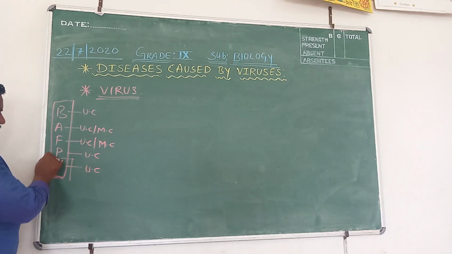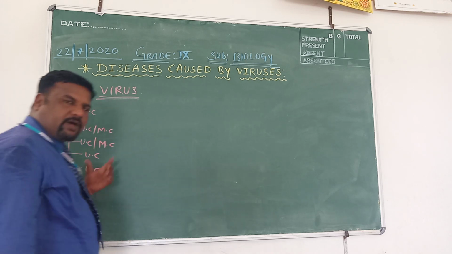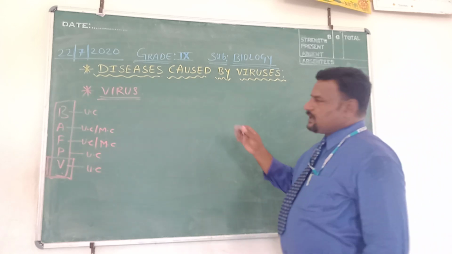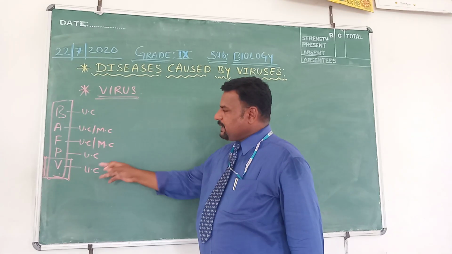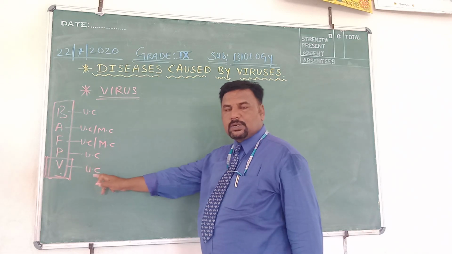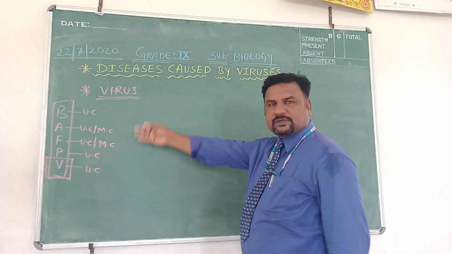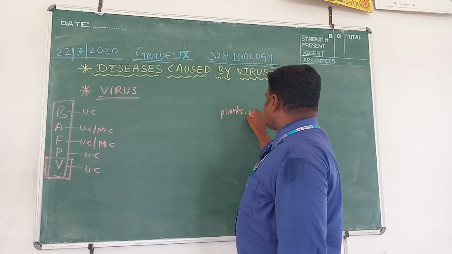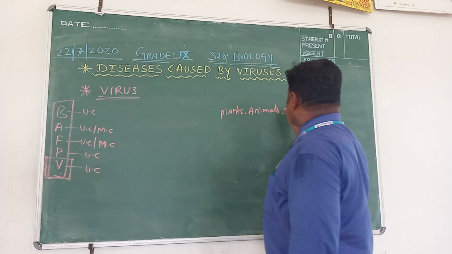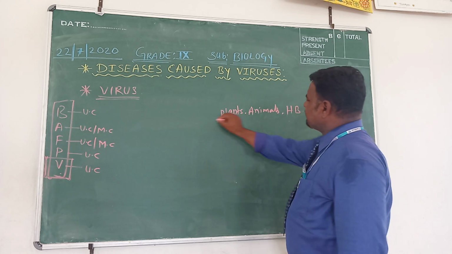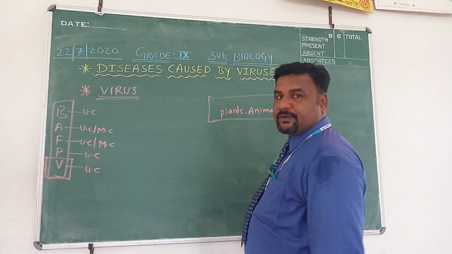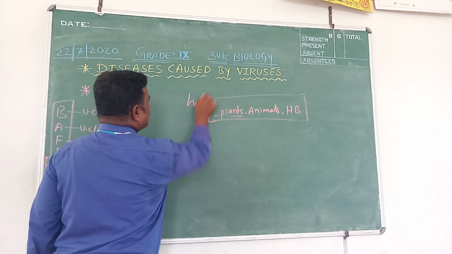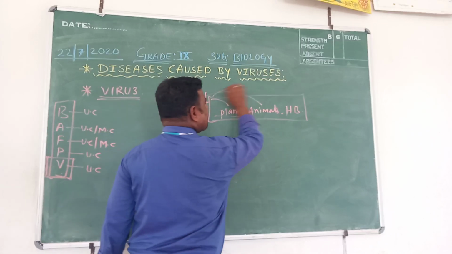But among these 5 major divisions of microorganisms, viruses are very dangerous, very destructive. The mode of nutrition in virus is completely heterotrophic, depending on others. They always depend upon hosts to survive and live in, maybe plants, animals, even human beings. These all act as hosts for the virus. Virus is always in search of a host.